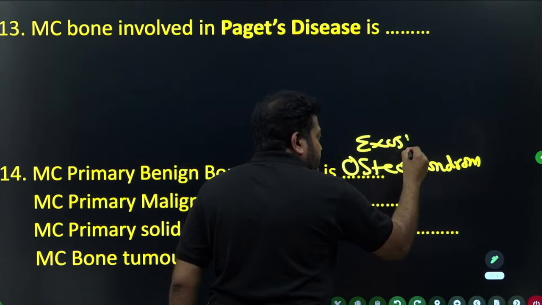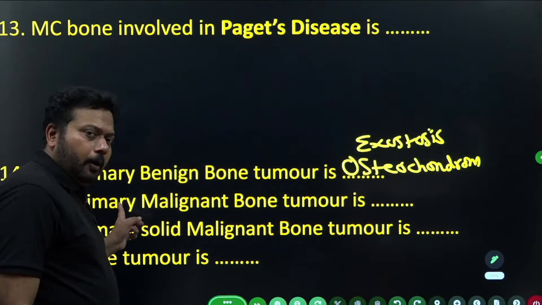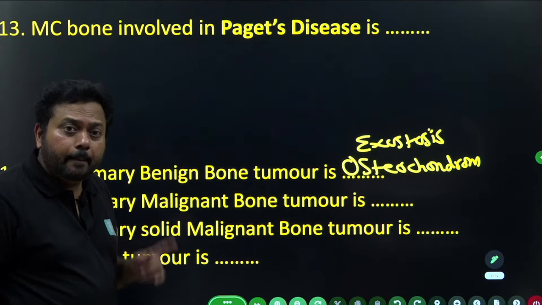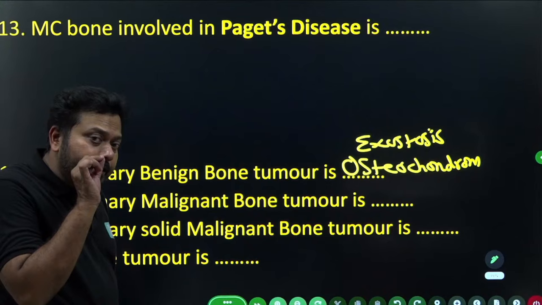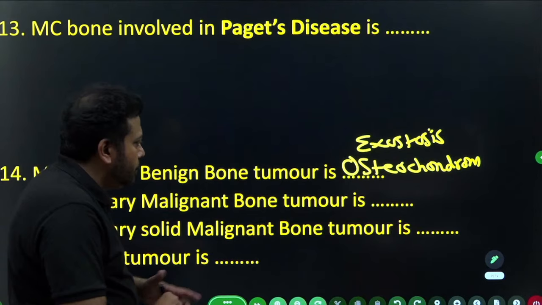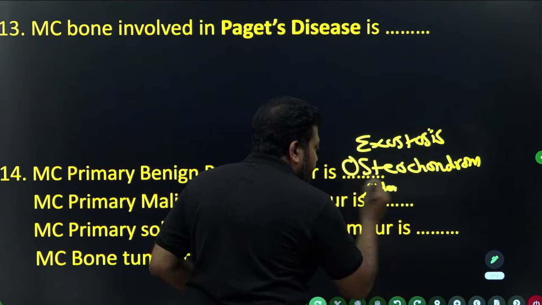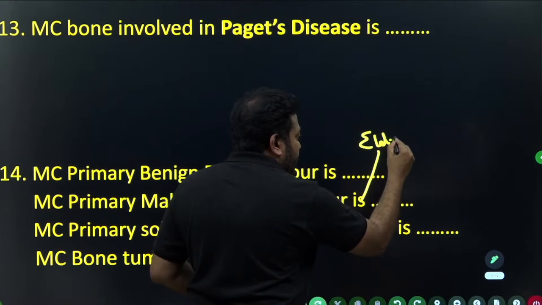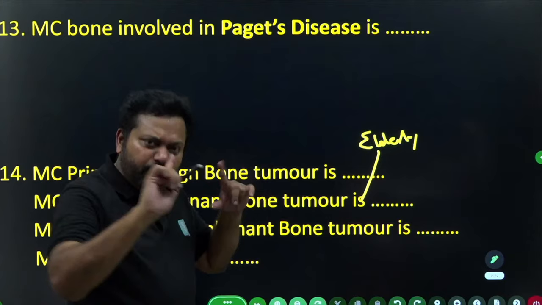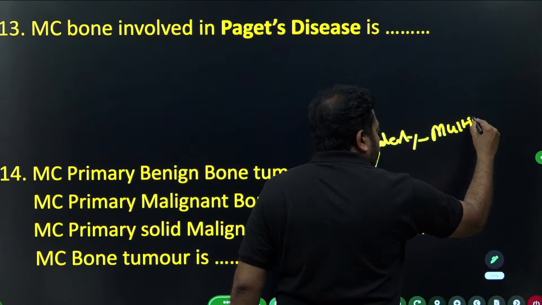Most common primary malignant bone tumor. When they ask a question like this, you carefully search whether they have given any age group. Suppose the question uses the word elderly: most common primary malignant bone tumor in elderly. Without doubt, the answer is multiple myeloma.